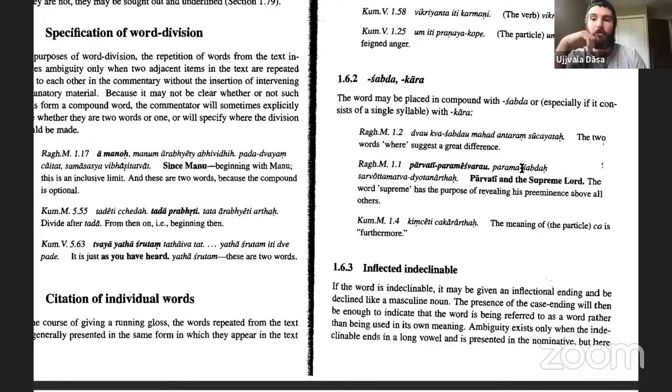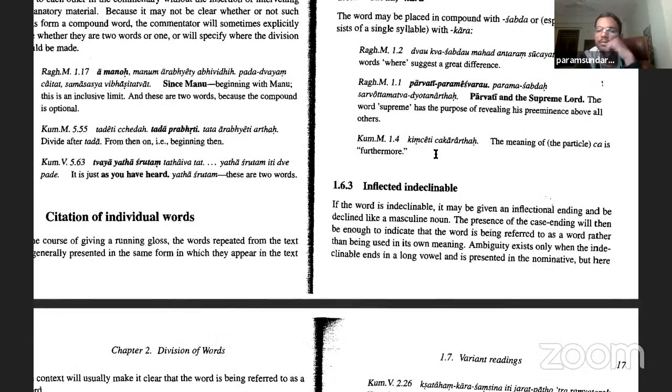Parvati Parameshwarao Parama Shabdaha Sarvotamatva Dyotanartha. So Parvati and Parameshwarao, and he's saying the word Parama in Parameshwara, Sarvotamatva Dyotanartha, is for the purpose of displaying the absolute supremacy. So again, they're just showing that an author will use the word shabda to explicitly state, I'm talking about this word. Kimcheti chakarartaha. The meaning of the particle cha is furthermore, kimcha iti chakarartaha. Oh, wow. So cha means kimcha.